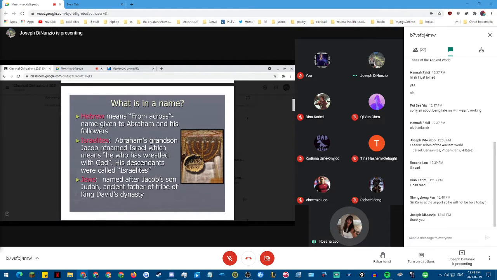Israelites. Abraham's grandson Jacob renamed Israel, which means he who has wrestled with God. His descendants were called Israelites. Israel means struggle with God, right? Same thing, he who has wrestled with God or struggle with God. Jews, named after Jacob's son Judah, ancient father of the tribe of King David's dynasty.